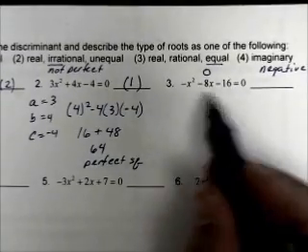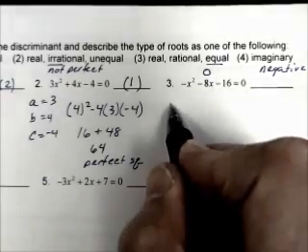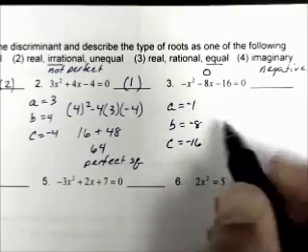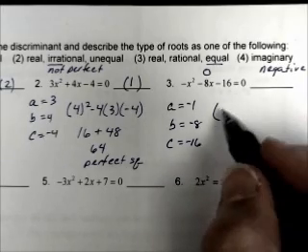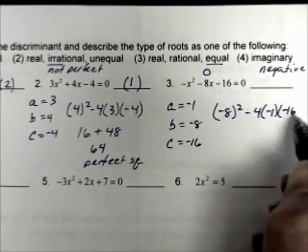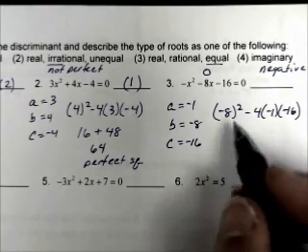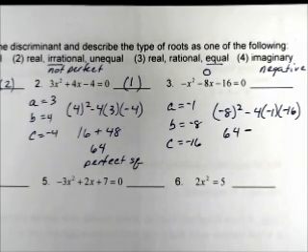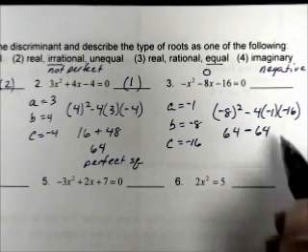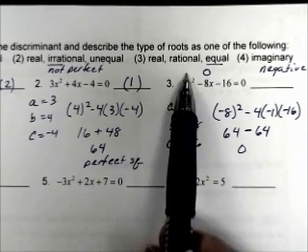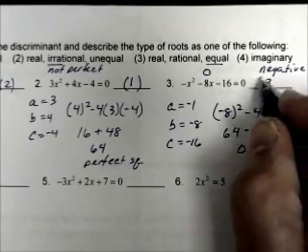Number 3, again, it's in standard form already. Pull out your values for A, B, and C. Then substituting into b squared minus 4ac, negative 8 squared minus 4 times A times C. 64. 3 negatives is going to result in minus, and that's 64. 64 minus 64 is 0. So our discriminant value is 0. And the roots will be real, rational, and equal. Option 3.